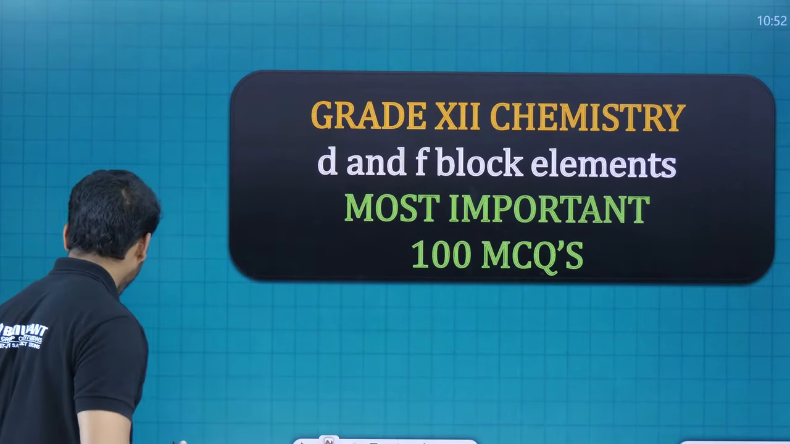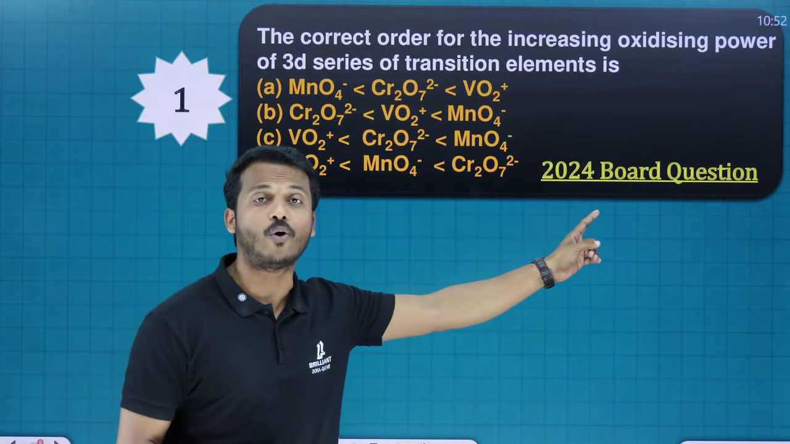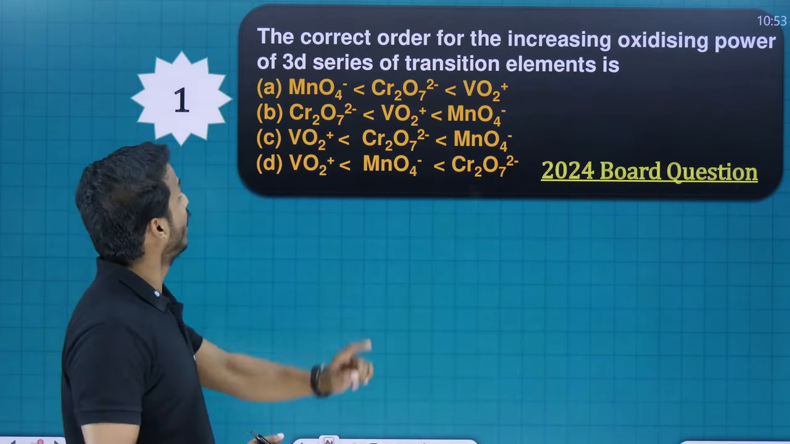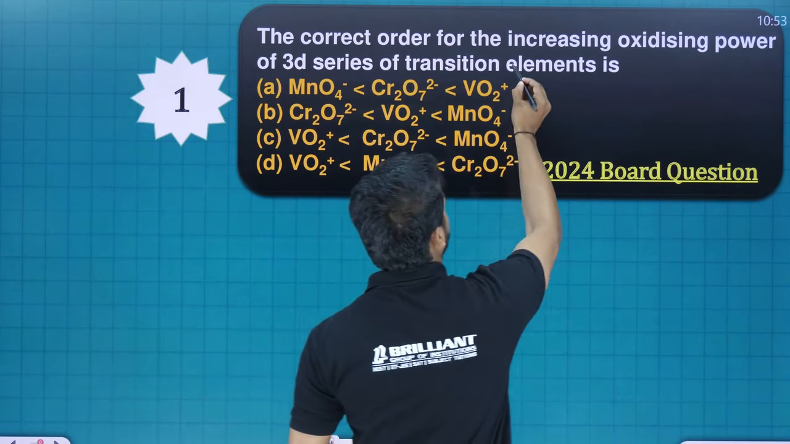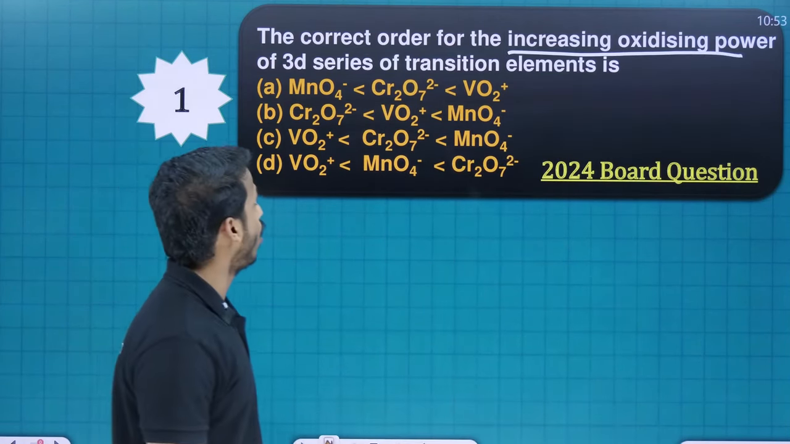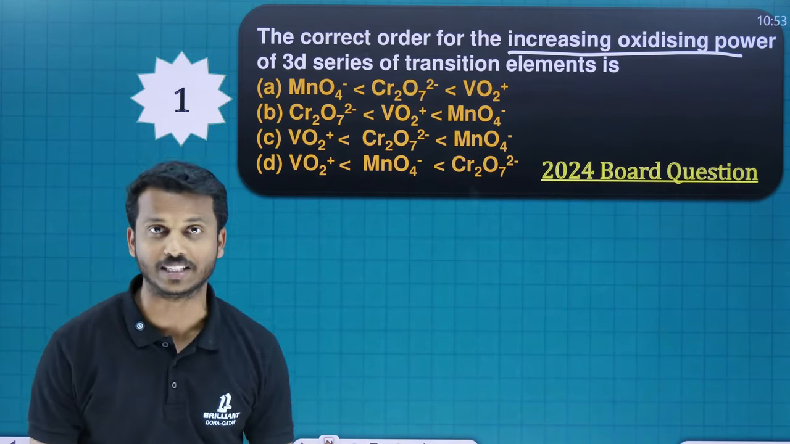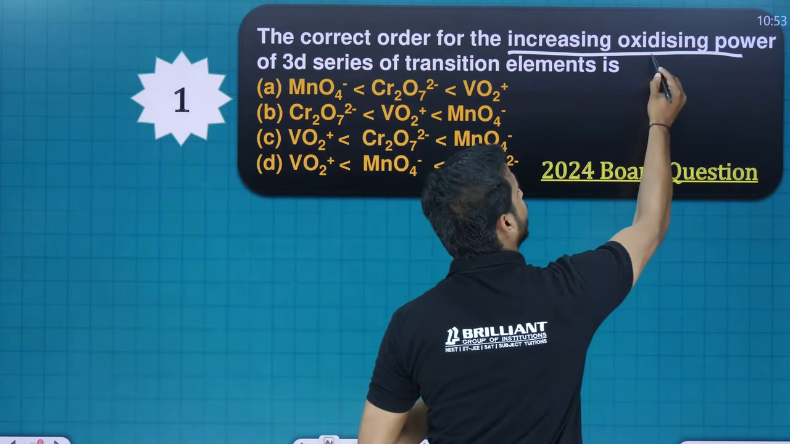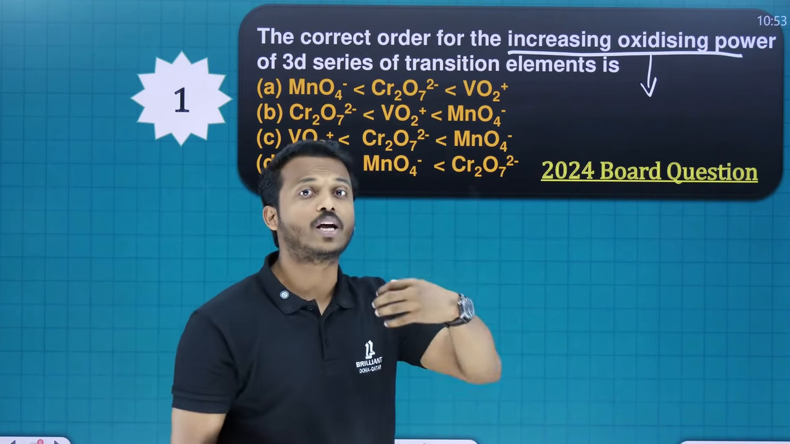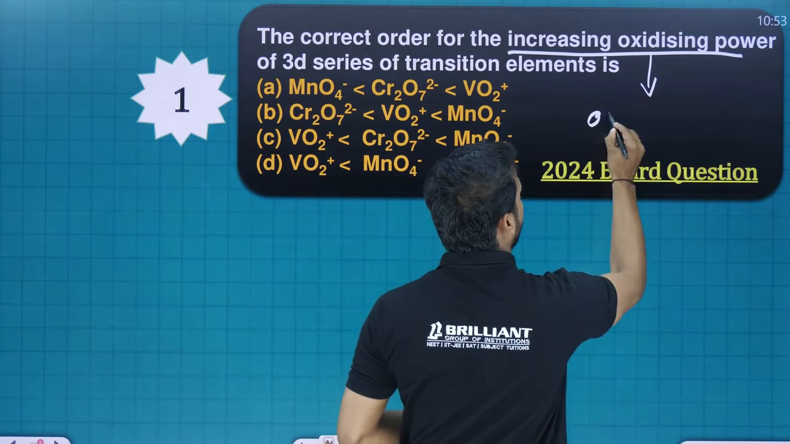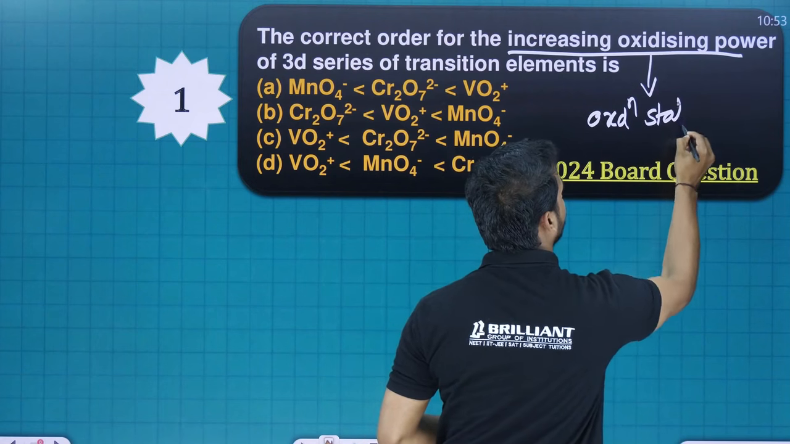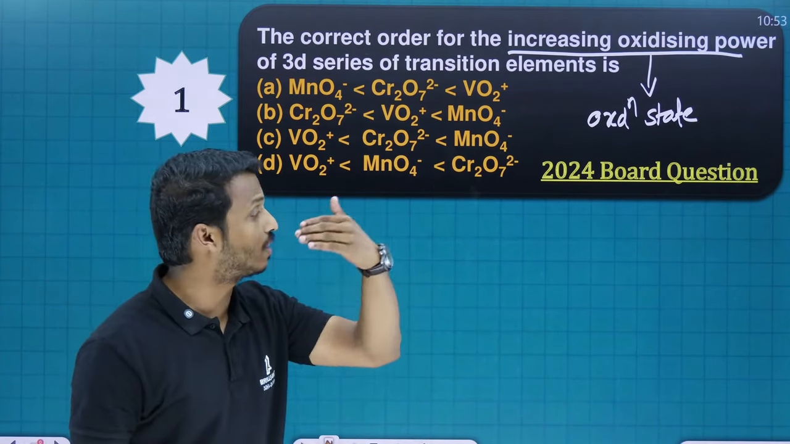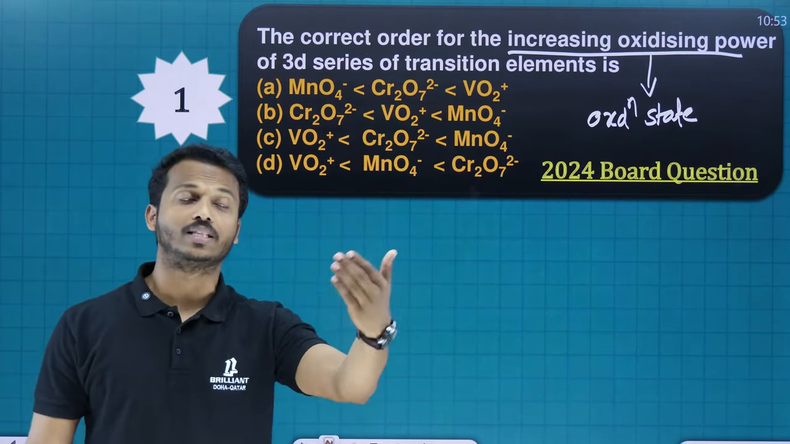Ready? So question number 1, let us start from the 2024 previous year board question from D and F block. The correct order of the increasing oxidizing power of the 3D series of transition elements is. See all, increasing order of oxidizing power. Dear, if they ask you oxidizing power, check the oxidation state first. We have to identify the oxidation state of that central metal atom. Higher the oxidation state, higher the oxidizing power.